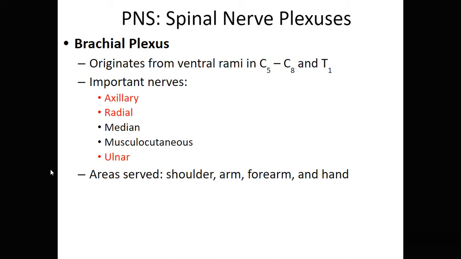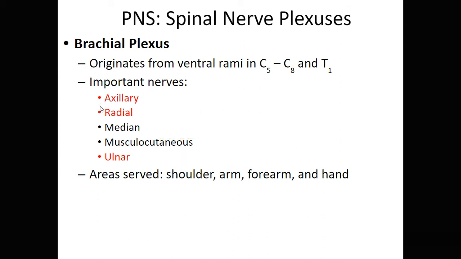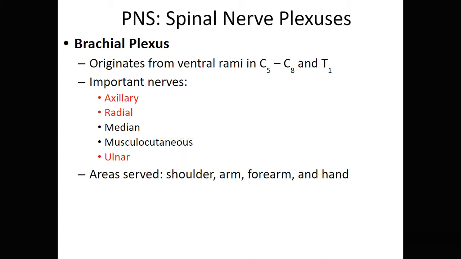All right, so the brachial plexus originates from the ventral rami in C5 through C8 and T1. Important nerves are the axillary, radial, and ulnar. So remember, anything in red is always important. Not that the other material isn't important, but always pay special attention to things in red. And then you also have the median and the musculocutaneous nerves. The areas that these nerves serve are your shoulder, arm, forearm, and hand.